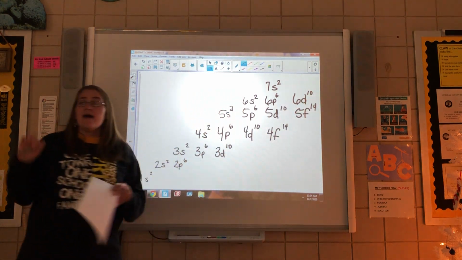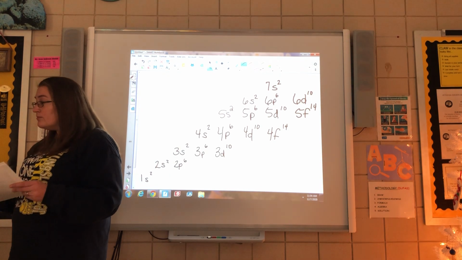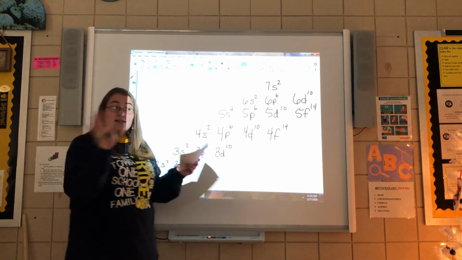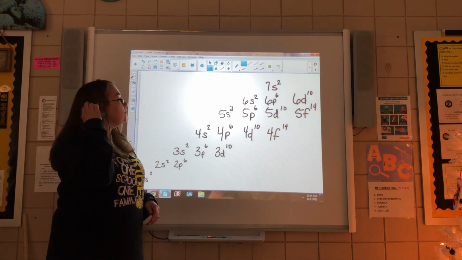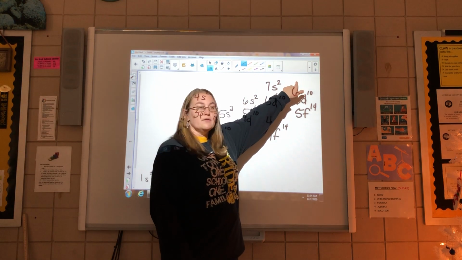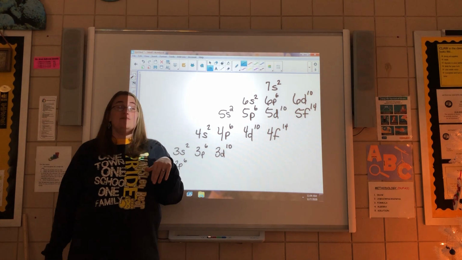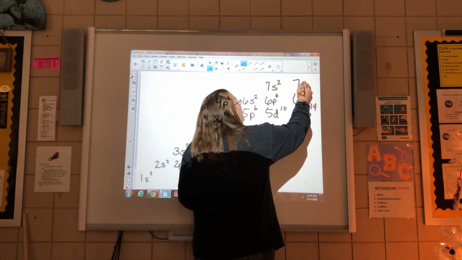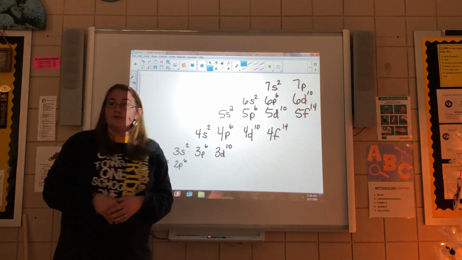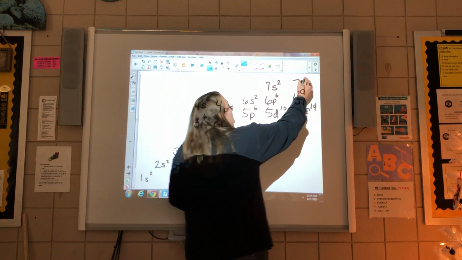Now, we have one more room. And that's it. That'll be her whole dorm. So what room do you think goes right here? The 7th floor party room, okay? So we have the 7th floor party room. And how many can that hold? 6 people. It can hold 6 people.